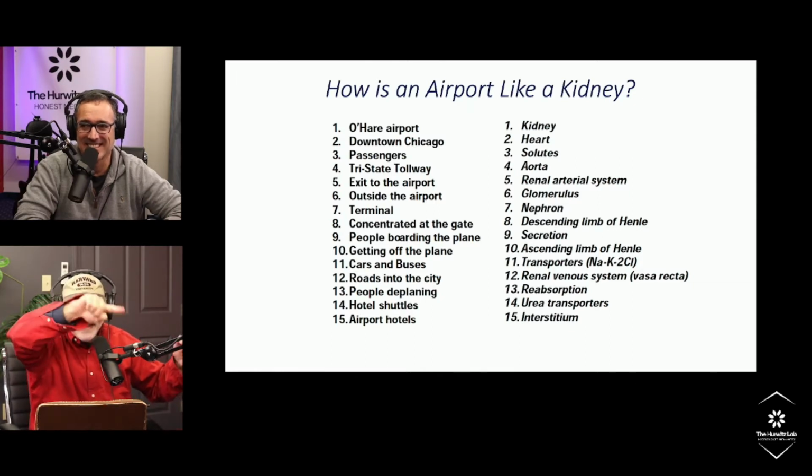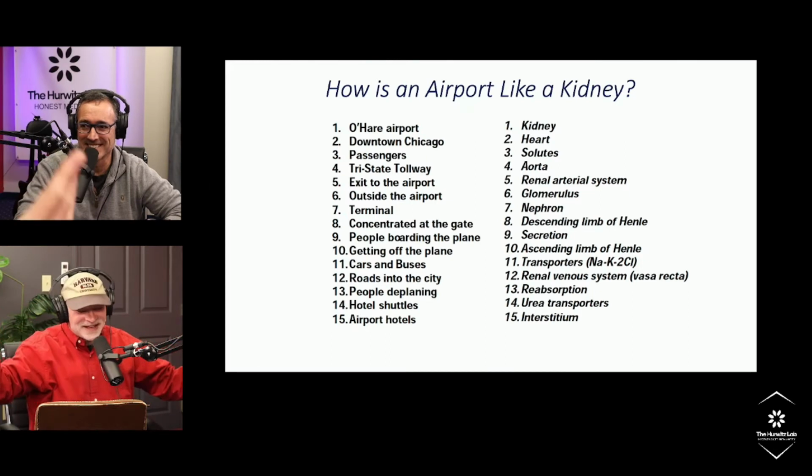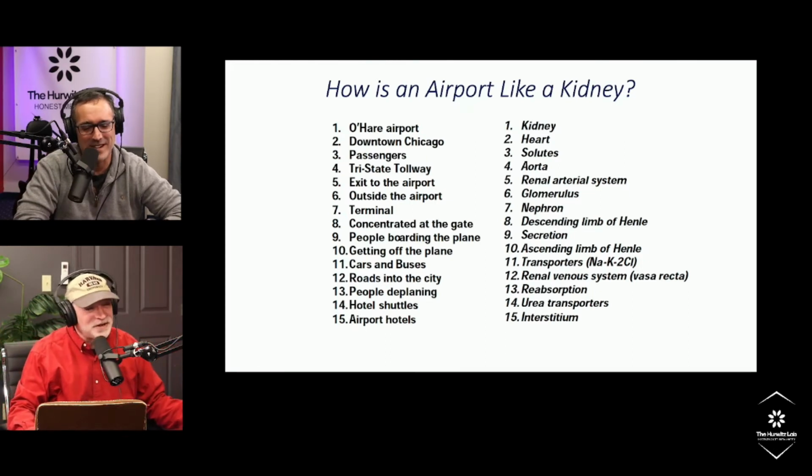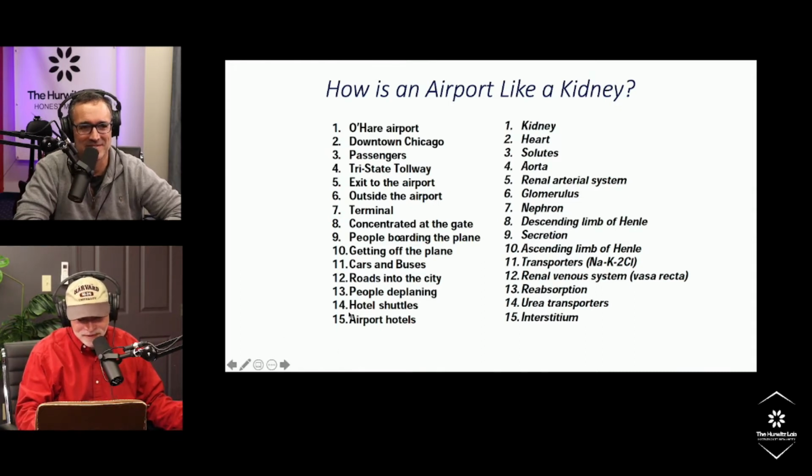To the airport, and the shuttle buses, they just recirculate. They're just recycling people. Exactly. That's it. The shuttle buses are the urea transporters. They're the people transporters. I love it. So the hotel shuttles are the urea transporters. Yeah, so we'll get into that.